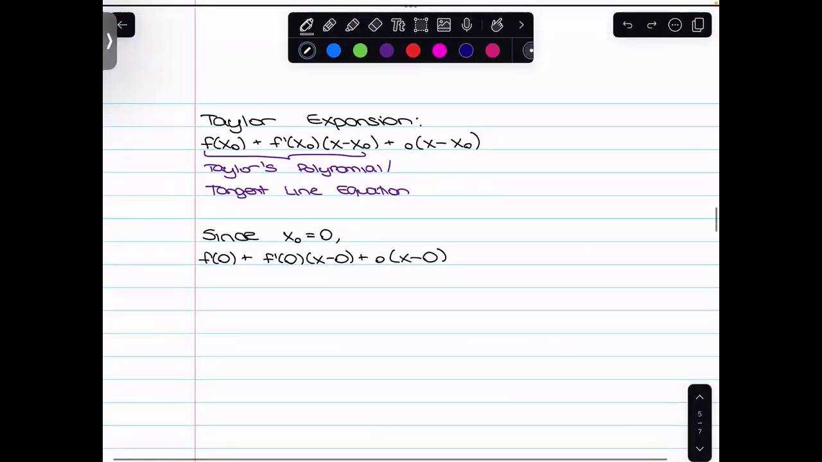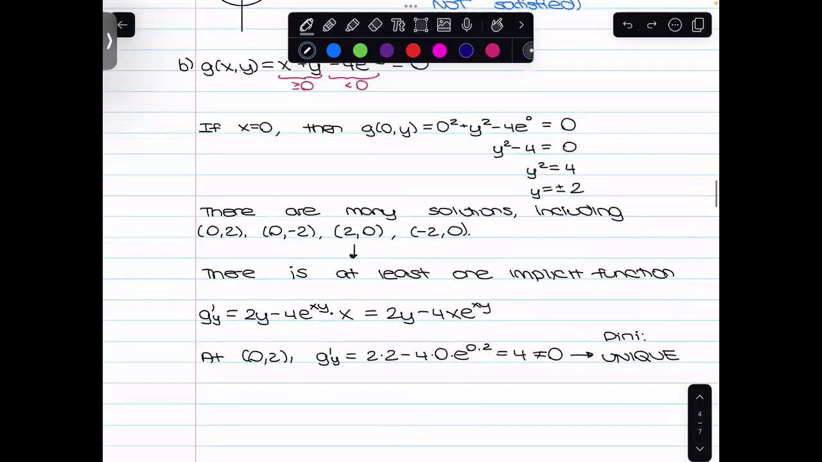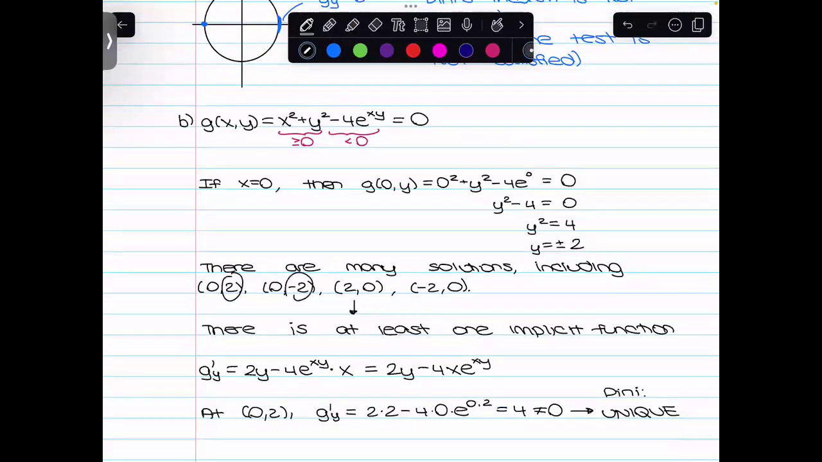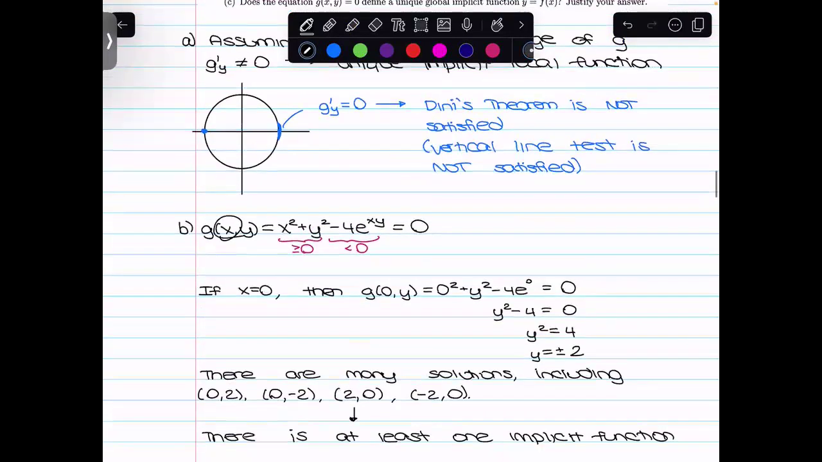And for f of 0, this is where they made the mistake. If x is 0, we've already established that y could be many things. So we actually don't know what y is, because there's not a unique implicit function in general. You can also check by putting in 0 here. The point is that you're not just going to get one solution for y.